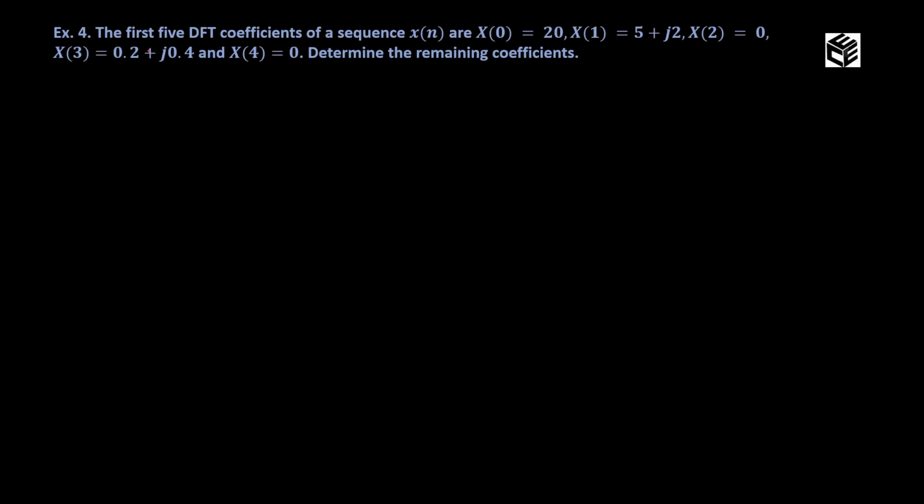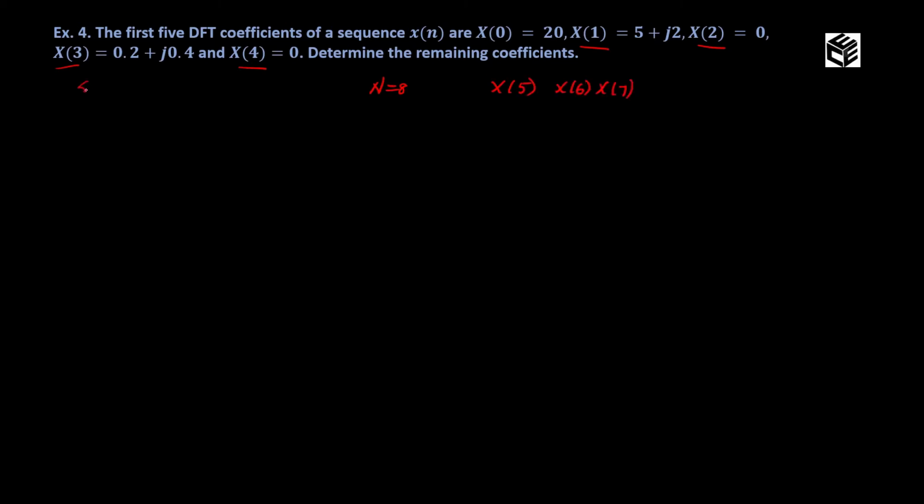The question is, the first 5 DFT coefficients of a sequence x of n are x of 0 is equal to 20, x of 1 is equal to 5 plus j2, x of 2 is equal to 0, x of 3 is equal to 0.2 plus j 0.4 and x of 4 is equal to 0. Determine the remaining coefficients. From the question, we could understand that the given sequence is an 8-point sequence. Since 5 values are given, we need to find the remaining 3 values, that is x of 5, x of 6 and x of 7.